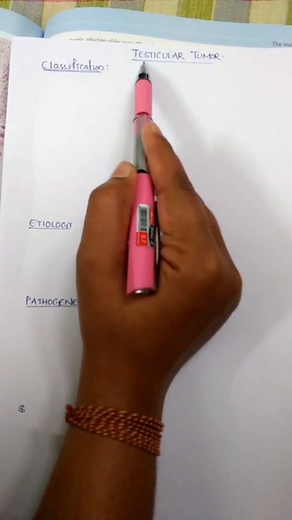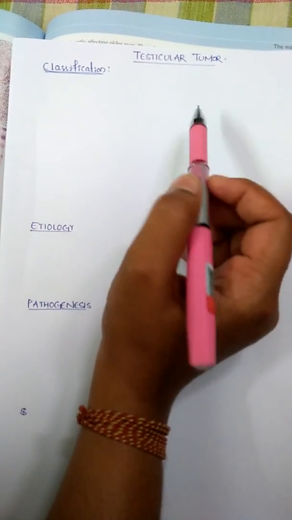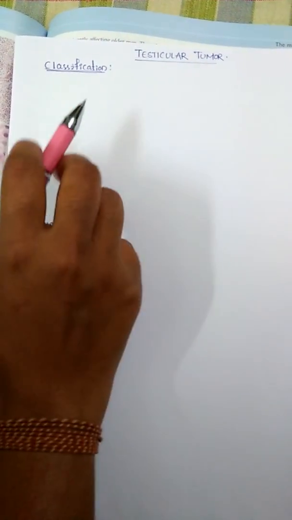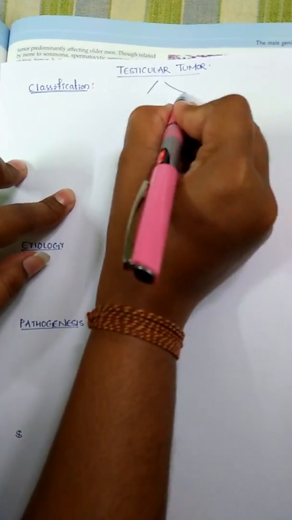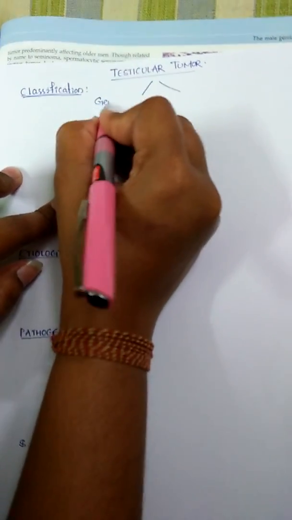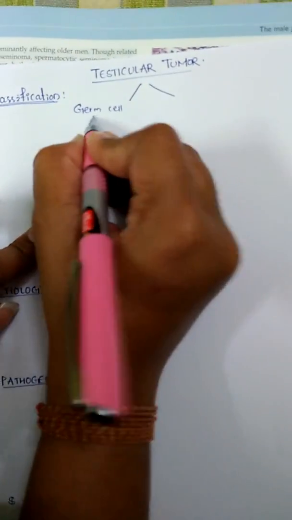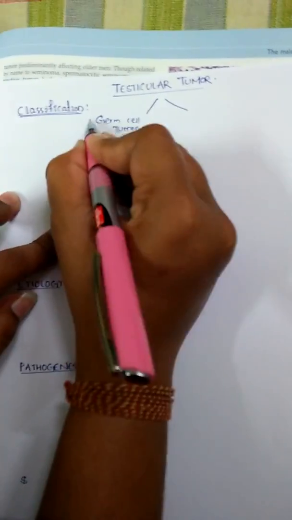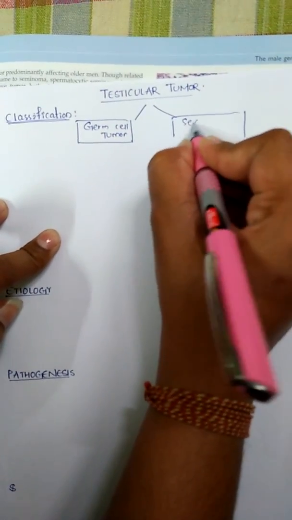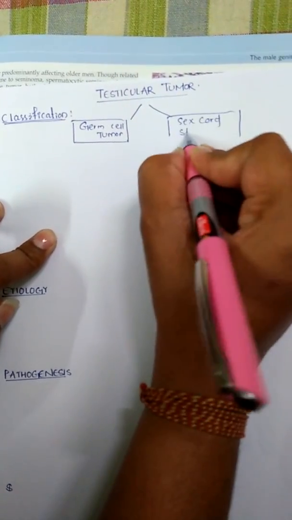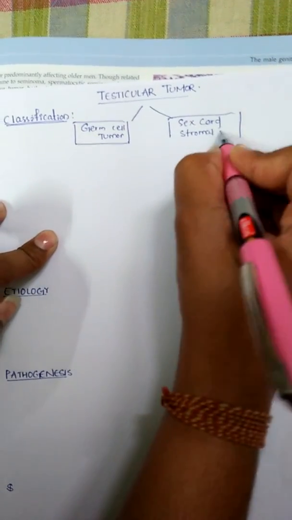So hello friends, today in this video I'll be covering testicular tumor. First is the classification of the testicular tumor. The testicular tumors are broadly classified into two categories. One is germ cell tumor of the testis, and the next is the sex cord stromal tumor. These are the two broad categories.